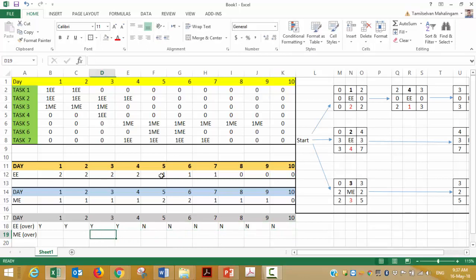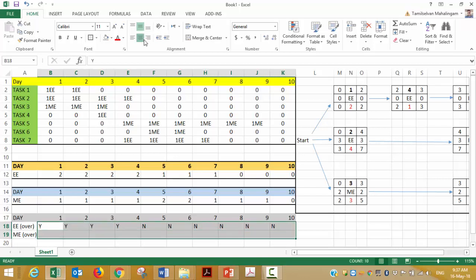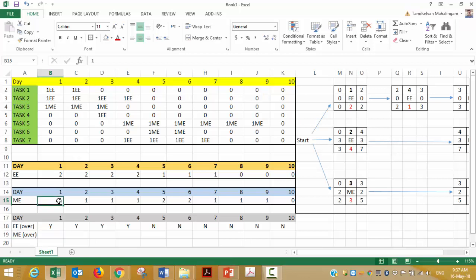All right. What about mechanical engineers? On day 1 you need only 1 mechanical engineer, or you allocated only 1 mechanical, so you're not over allocated, not over, not over, not over. But day 5, if you notice, mechanical engineers we have over allocated. We allocated 2 mechanical engineers. However, your company has only 1 mechanical engineer, which means yes, we have over allocated. So 1 is fine. No, no, no. Right? That's it.